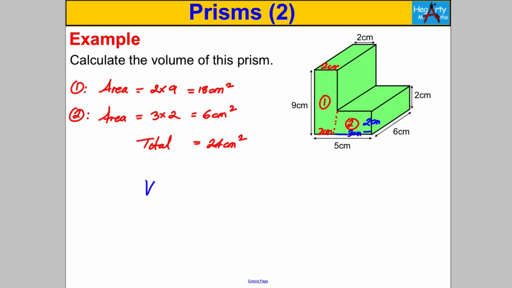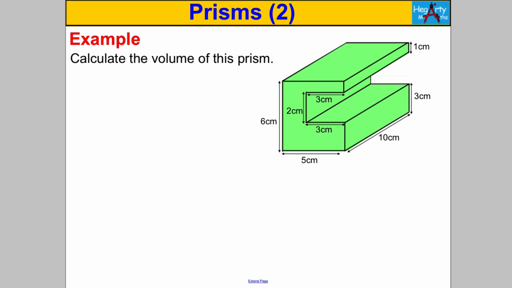Now we can go on and do the volume. We know the volume is the area of the front face, which now we've worked out as 24, multiplied by the depth of the shape, which is 6. And 24 multiplied by 6 is 144. So it's going to be 144, and the unit will be centimeters cubed, and we're done. Okay, last question. Pause the video, have a go.